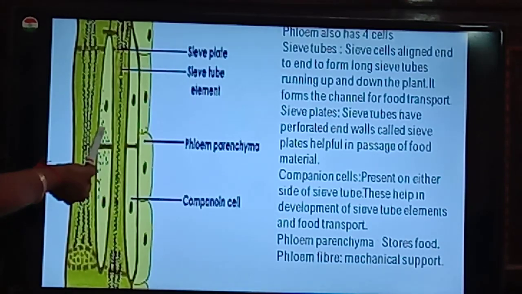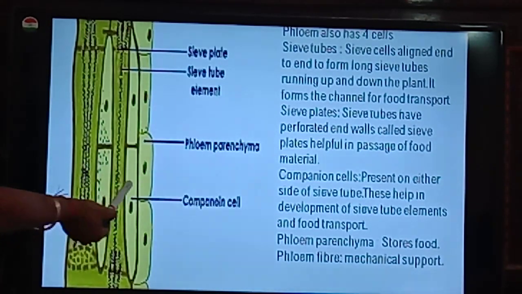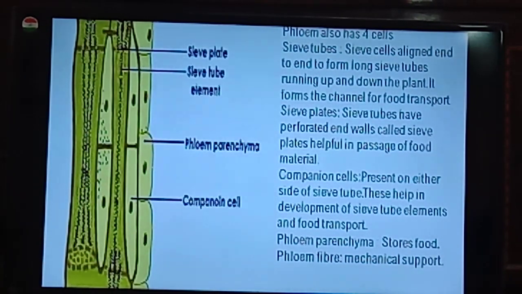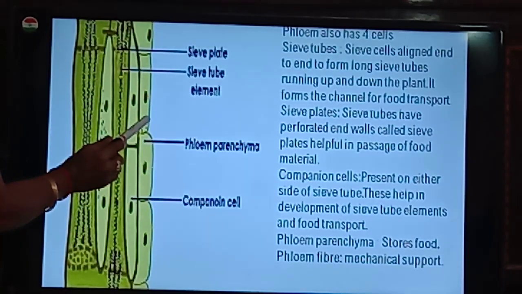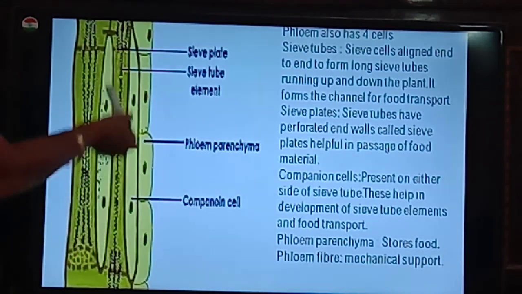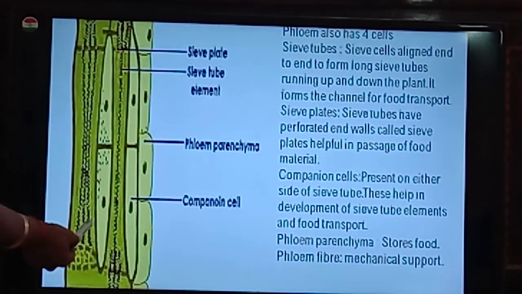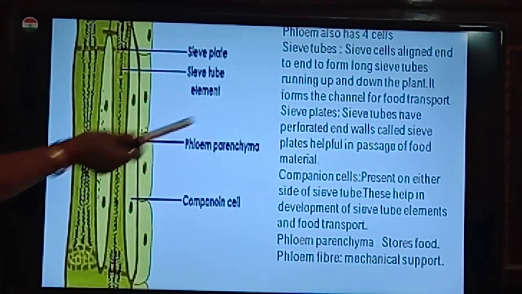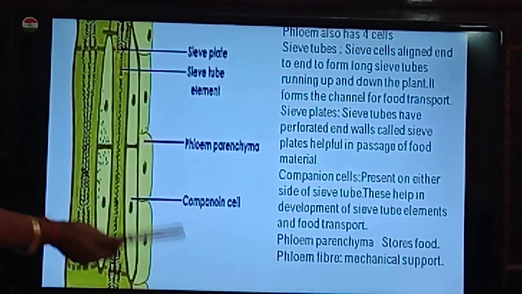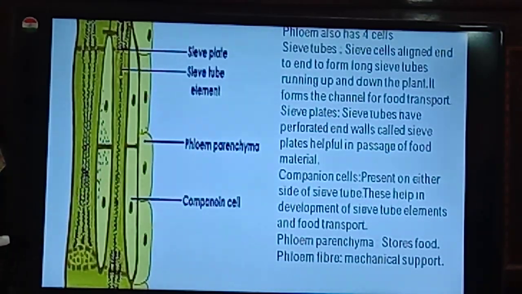And adjacent to that you can see companion cells. These companion cells are present on either side of the sieve tubes, and these help in development of sieve tube and transport of food material. So sieve tube along with companion cell plays a major role in conduction of food material in the plants. If you come to phloem parenchyma, again it is helpful only for storage of food. And phloem fiber, it gives mechanical support to the tissue.